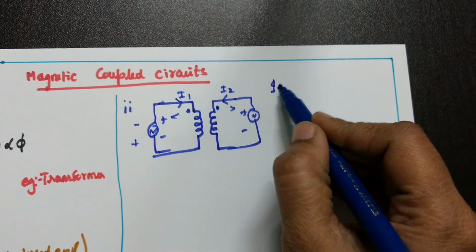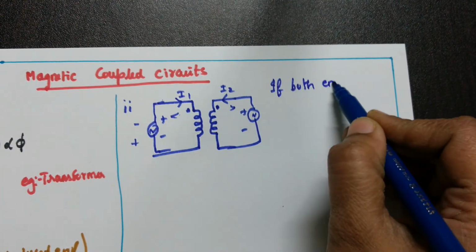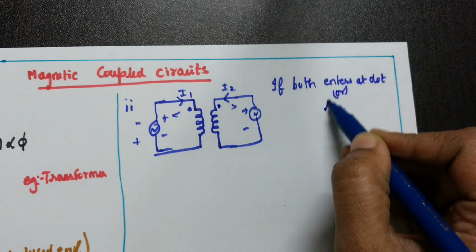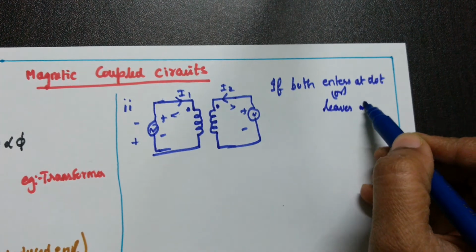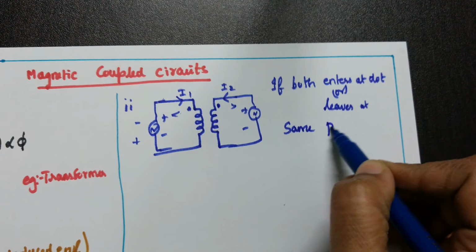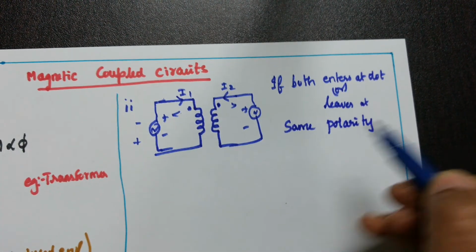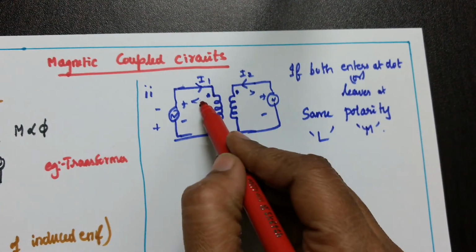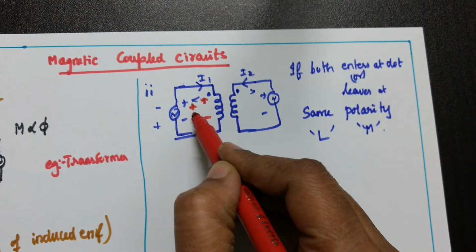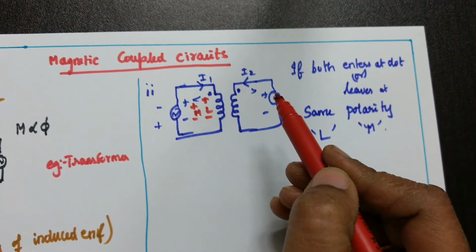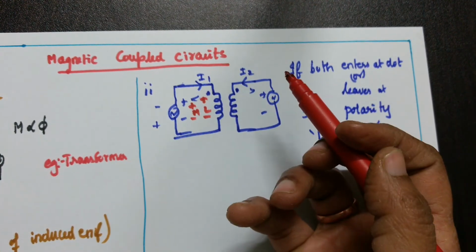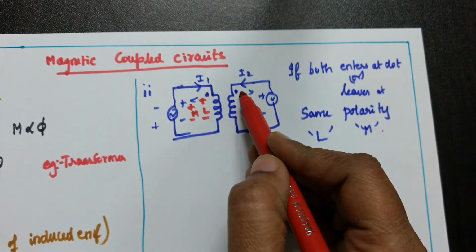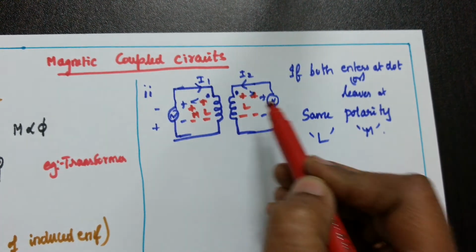So if both the currents enter at the dotted end or leave at the dotted end, there will be the same polarity for the induced EMF for the L terms and M terms. So here, plus minus for M terms and plus minus for L terms. It may be j omega L, it may be induced EMF, self-induced EMF or mutual induced EMF. So there will be the same polarity. So here also, plus minus for L terms and plus minus for M terms.